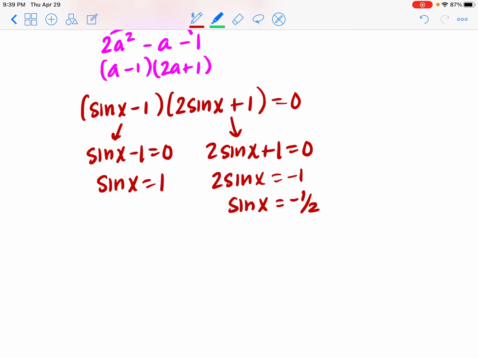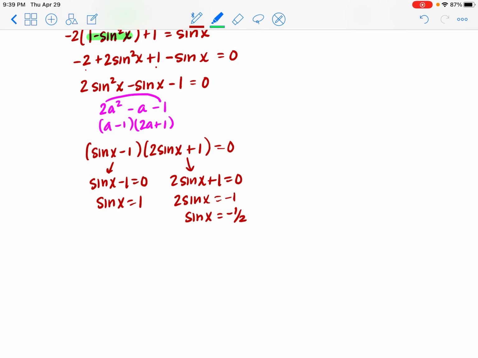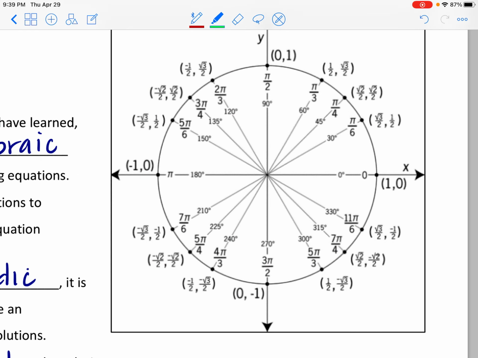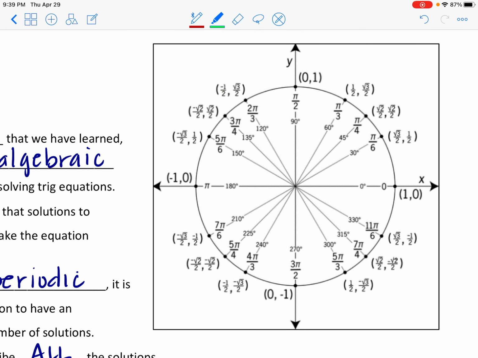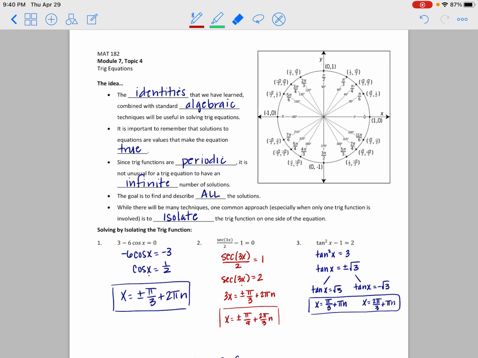All right, so back to my unit circle, unless by now you're getting to know this pretty well. Where is the sine of x equal to 1? So sine is our y value. Sine is going to be equal to 1 right here at pi over 2, and every time I make a full circle, that's going to repeat. So pi over 2 plus 2 pi n times.